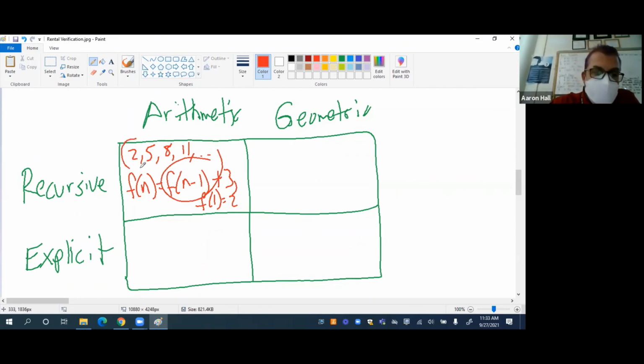We have to literally take 2 plus 3 gives us 5. Now our previous term is 5. 5 plus 3 gives us 8. Now our previous term is 8. 8 plus 3 gives us 11. And there we go. That's how we come up with our sequence.